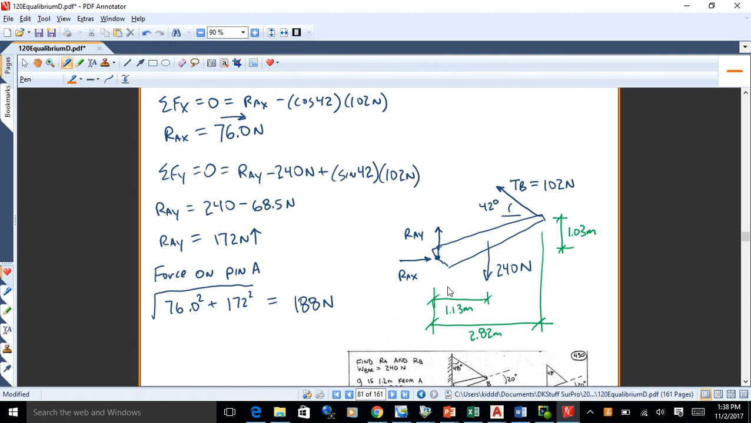And then if you want, you can take the square root of the sum of the squares. If it's a real simple connection there, that'll get you the force on pin A. So there is kind of a standard drill on these things, as I've said a few times now.